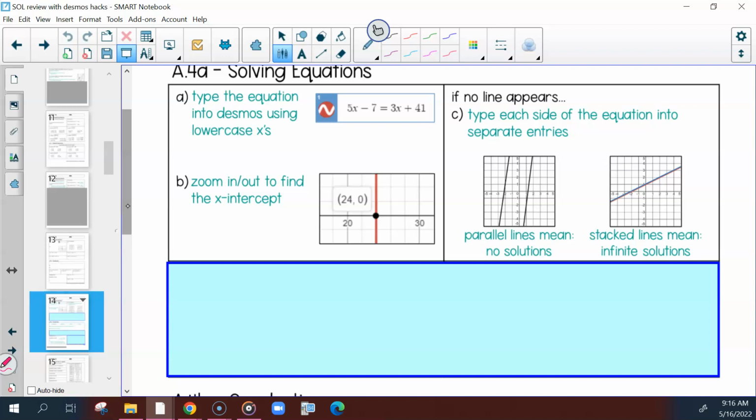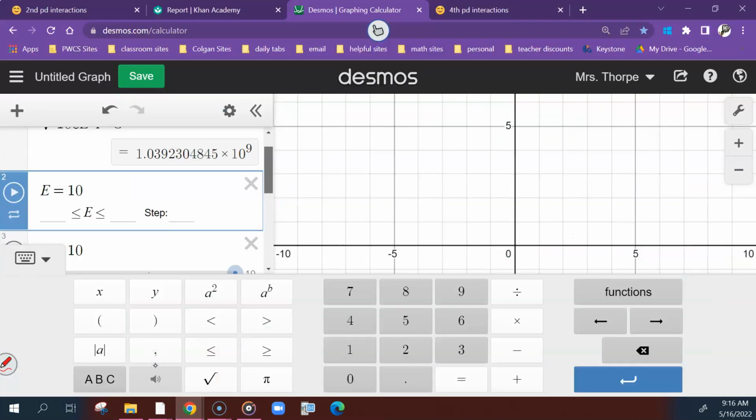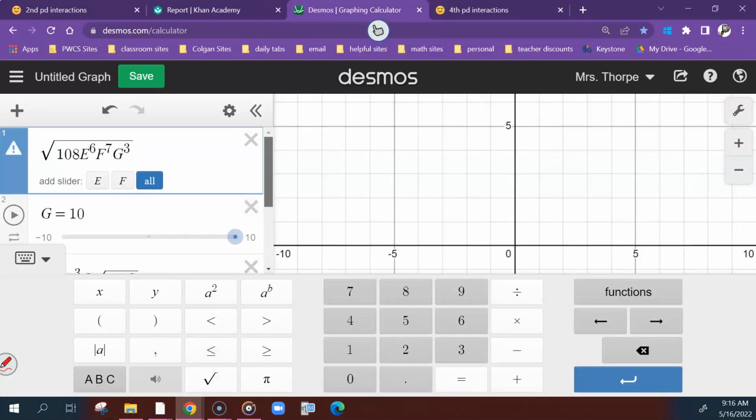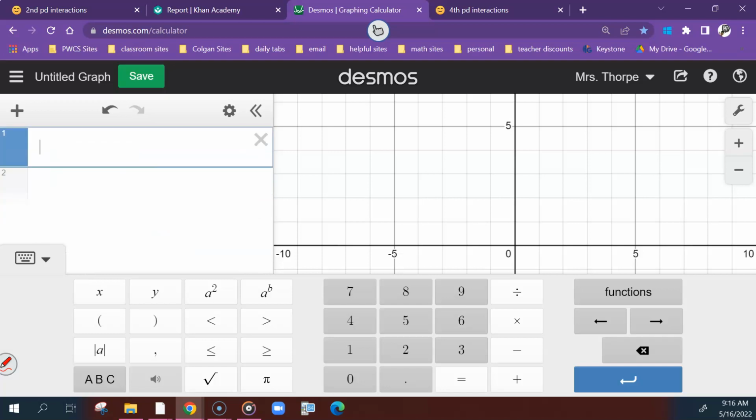For examples 1 through 4, do we want to see any of those in Desmos? 1, okay. Someone read that off to me. 8x minus 5, parentheses, x plus 2, equals 26.